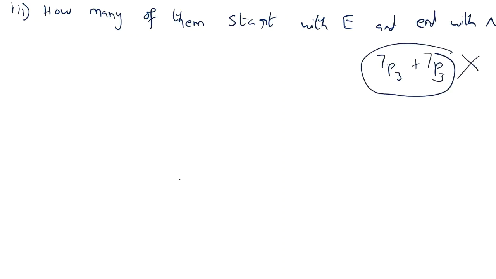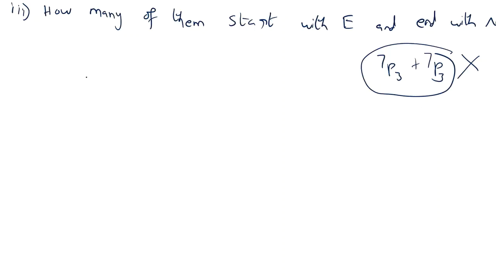Suppose in your class, 10 people got A plus in mathematics and 10 people got A plus in physics. Now how many people got A plus in both mathematics and physics? Definitely the answer is not going to be 10 plus 10. If you answer 10 plus 10, that is the mistake that you are making here also.